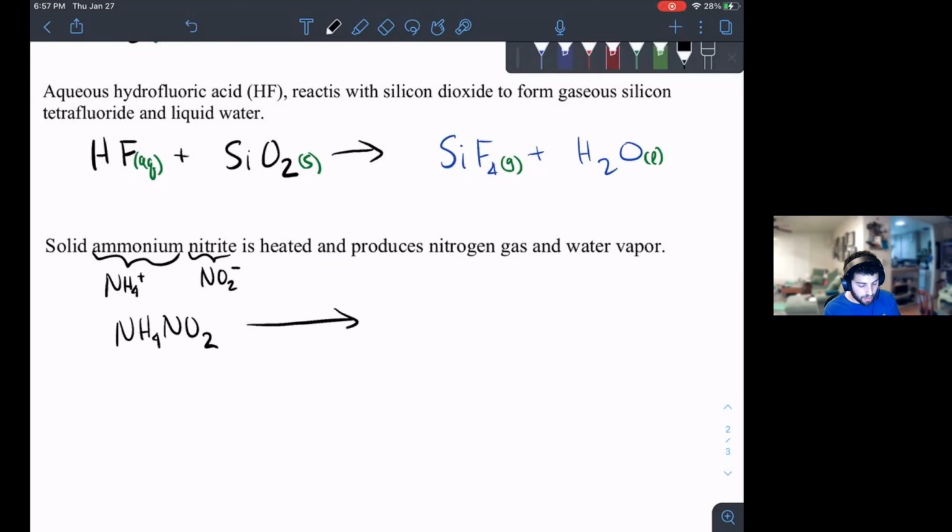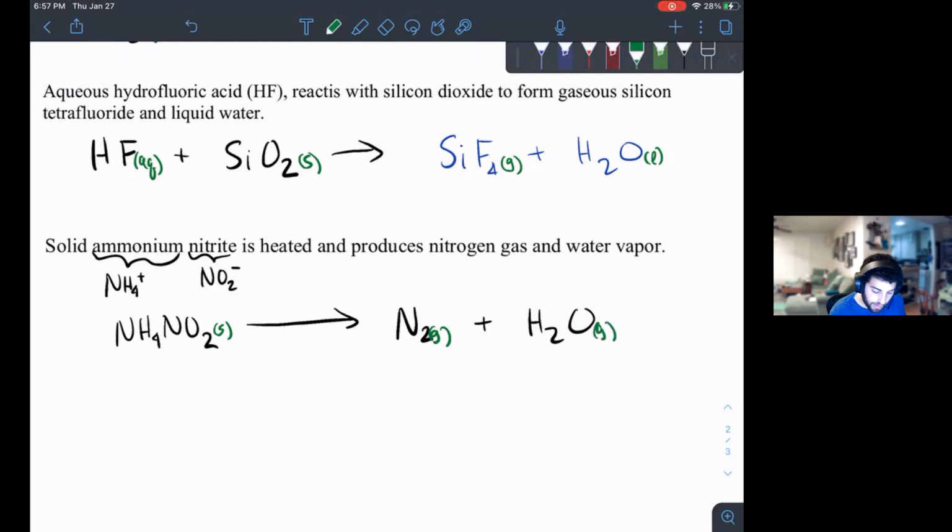So it's not reacting with anything. We're just adding energy into it until it starts making nitrogen gas, which is N2 because it's diatomic, plus H2O, and that's water vapor. So I know that's going to be a gas too.